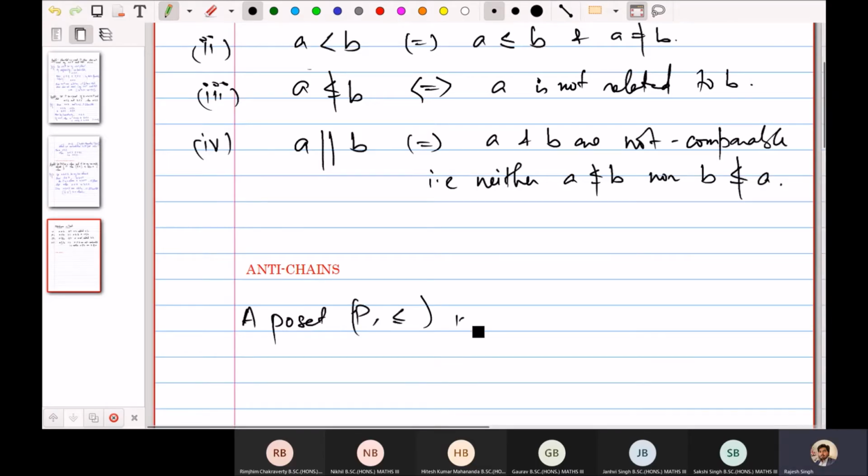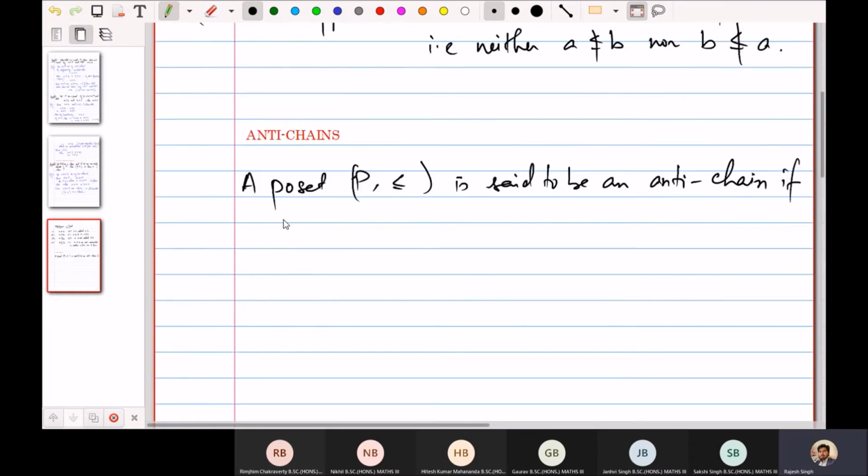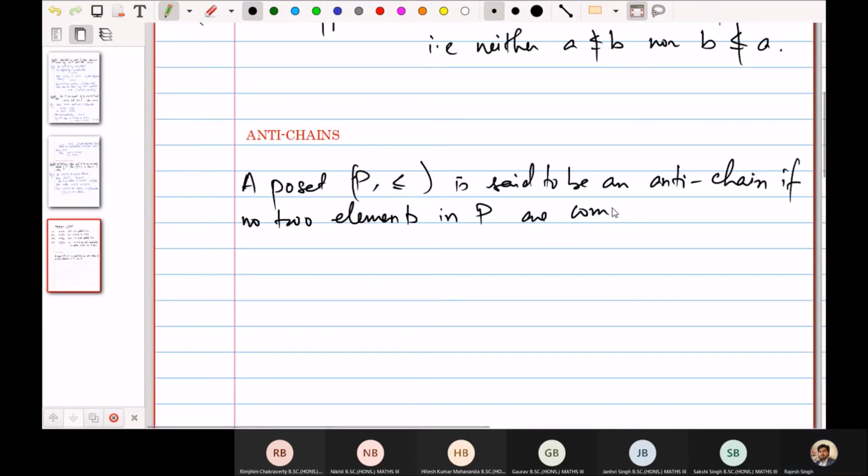P is said to be an anti-chain if no two elements in P are comparable. That is, any two elements are not comparable.